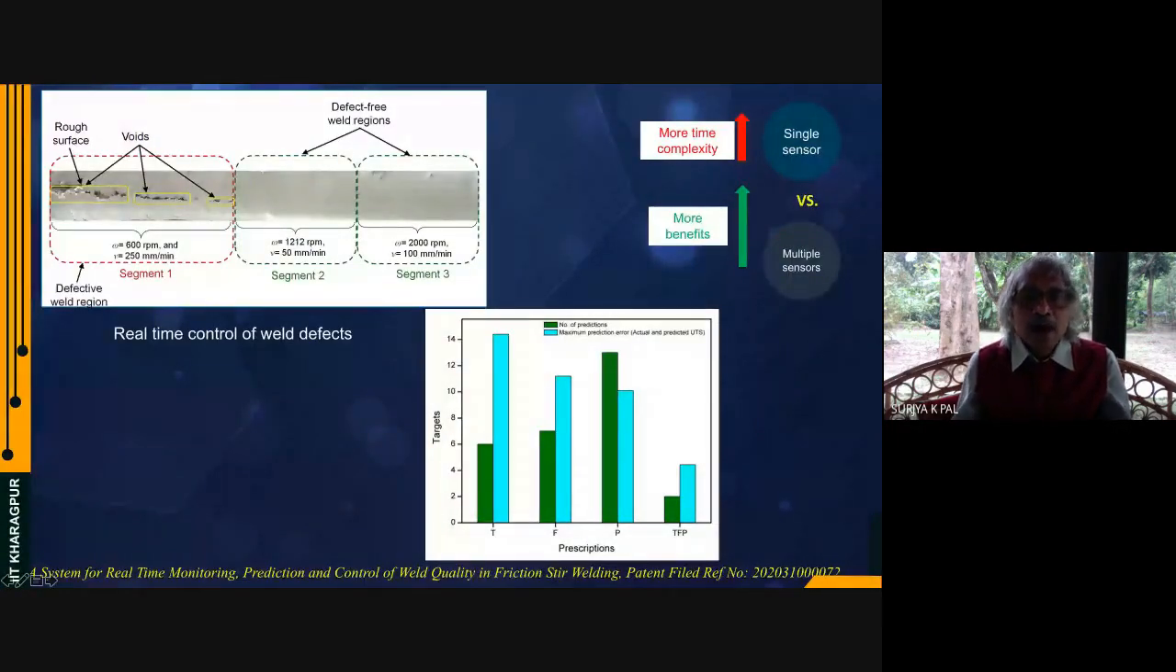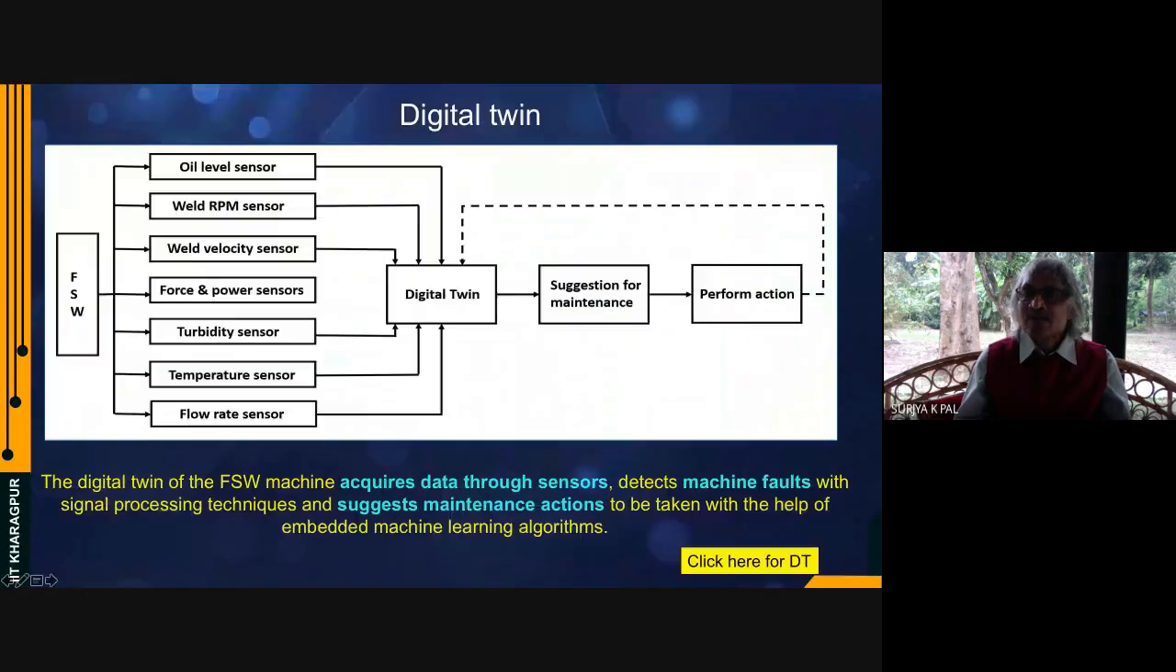Now, while getting success using the single sensor, we have used multiple sensors, and you see here is the defective oil, and constantly it is changing its parameter and coming up with the defective oil. So, single sensor versus multiple sensors.